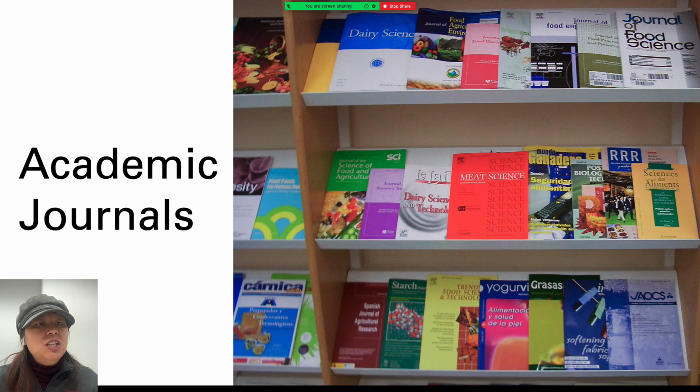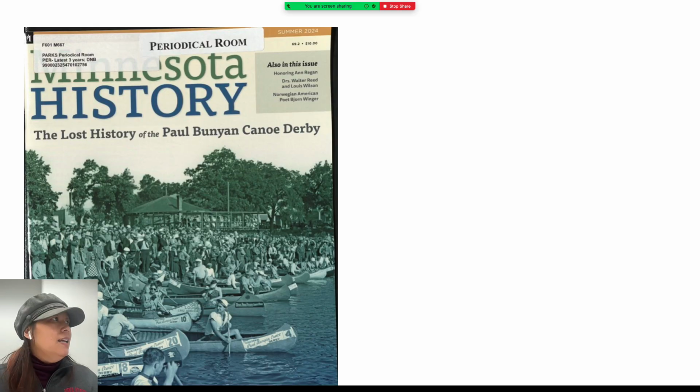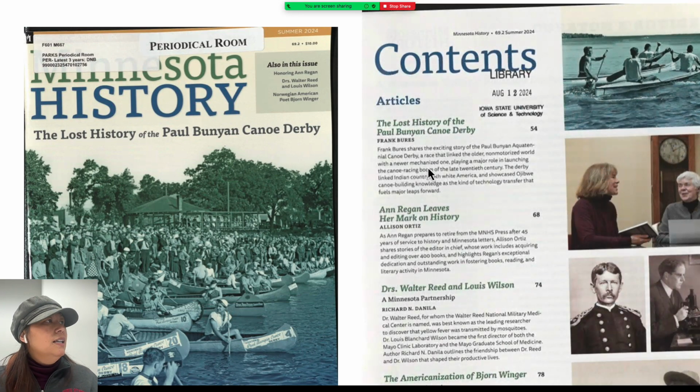Think of academic journals as magazines written by scholars, right? So a journal is just like a magazine. It is a magazine, but it's for scholars. Not as entertaining, not as pretty as, say, a magazine like Minnesota History, which is a magazine written for the general public, general audience. Inside a magazine, though, you will see various different articles, right? Same with a journal article.